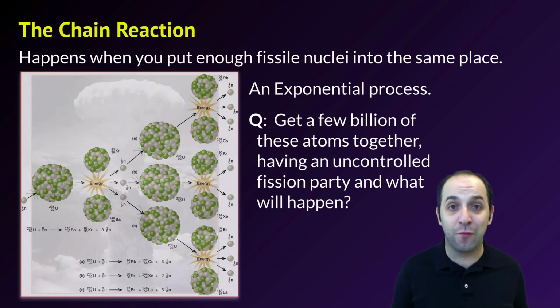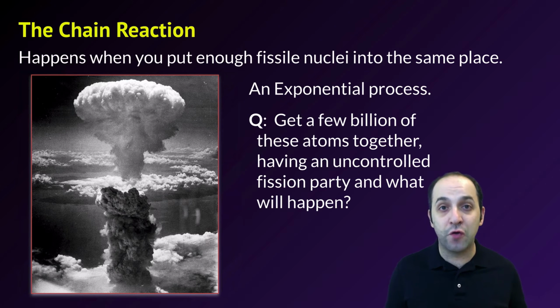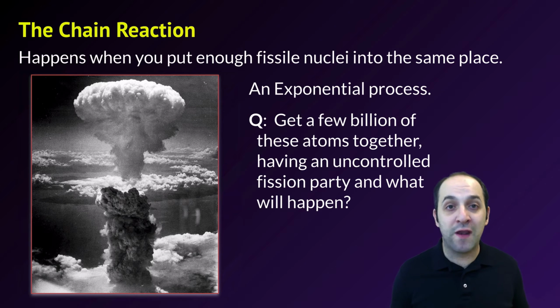Well, this is what's going to happen. This is what the atomic bombs that were used at the end of World War II did. They started a chain reaction in uranium-235 nuclei, and then they just let it go. And the amount of energy that was produced through that process was more than anyone had ever seen to that point in human history.